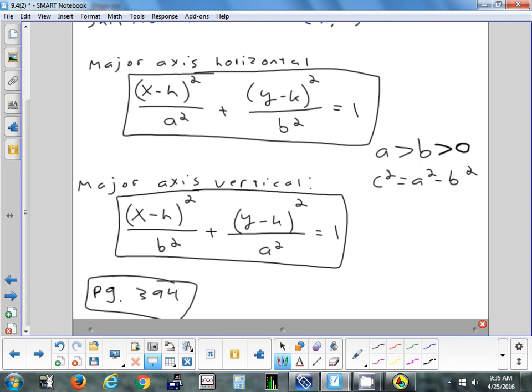Okay, in the packet, this is on page 394. If anybody wants a copy of that page, I can give it to you. But if you have these two equations, that's all you need. Is it a K or H for the second one? That's K. Yeah, y minus k.